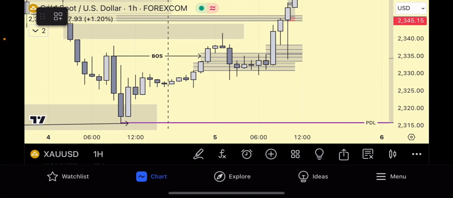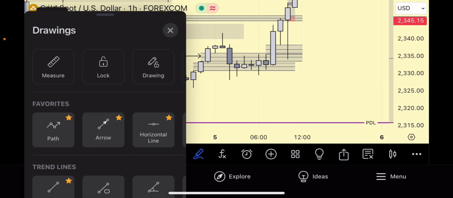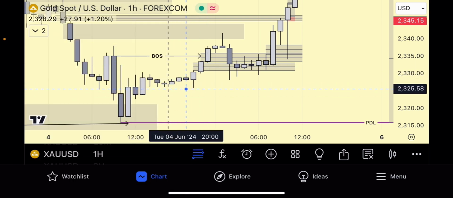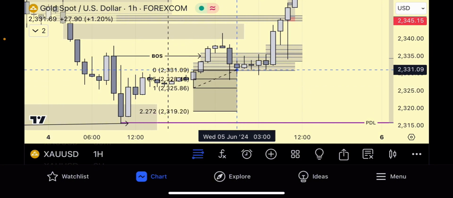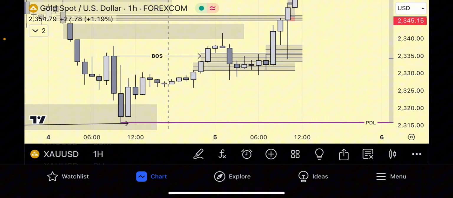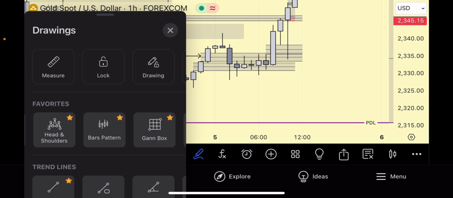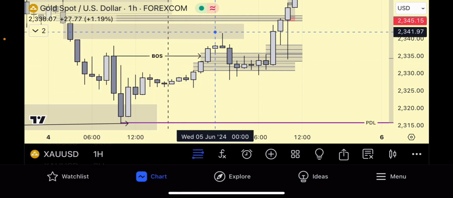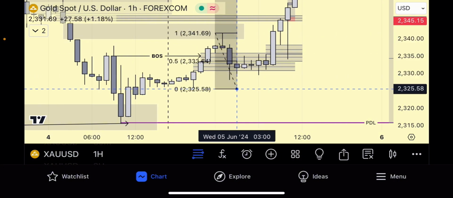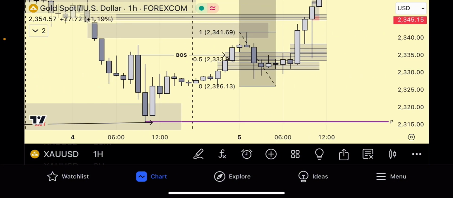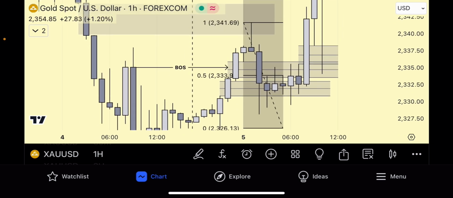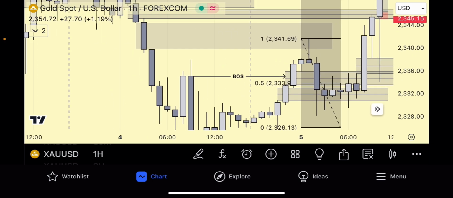So if we use our Fibonacci tool, taking from this swing low, I drew it wrongly, from this swing high here to this swing low here, we can actually divide this into another premium and discount level, right?